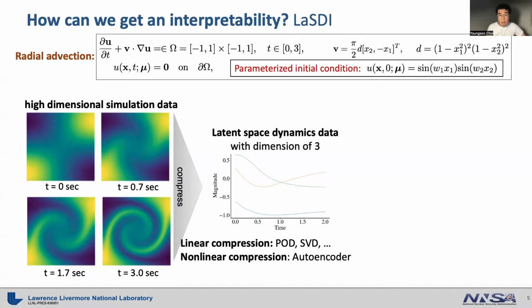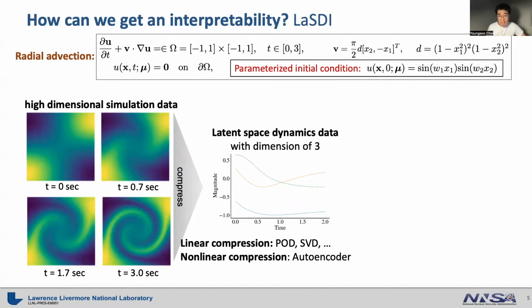There are two different types of compression techniques, linear compression and nonlinear compression. Either one has advantages and disadvantages, which I will lay out later. But this low-dimensional data is a lot easier and more manageable to fit into a model. Which model would you use?